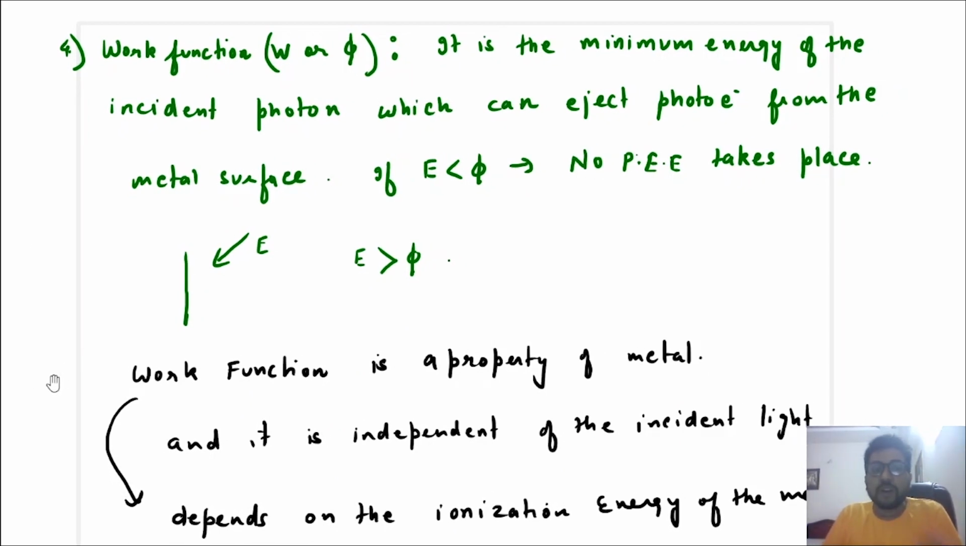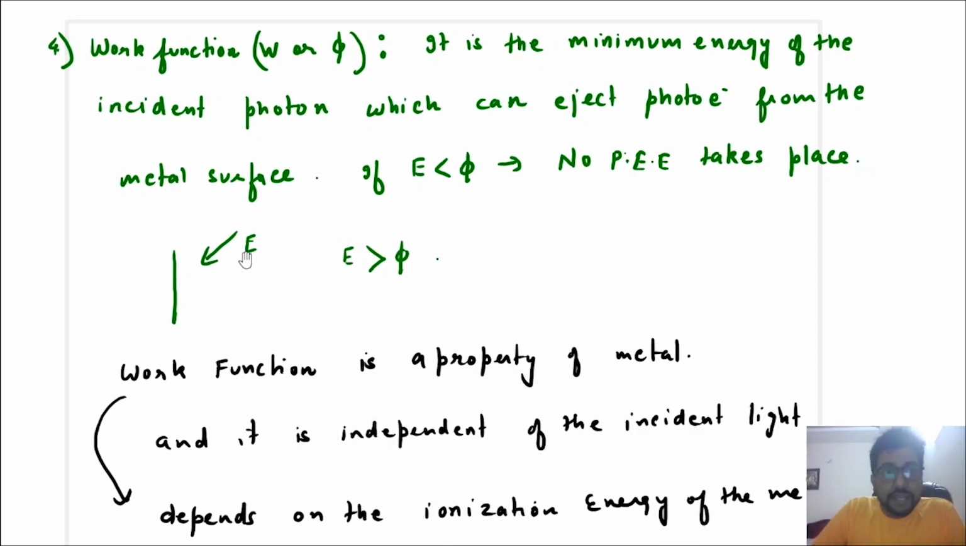Now what is work function? It is the minimum energy of the incident photon which can eject photoelectron from the metal surface, or you can say which can cause photoelectric effect. What this means is, suppose you have this emitter plate or the metal plate and energy is incident on it, or you can say a photon is incident on it, right?